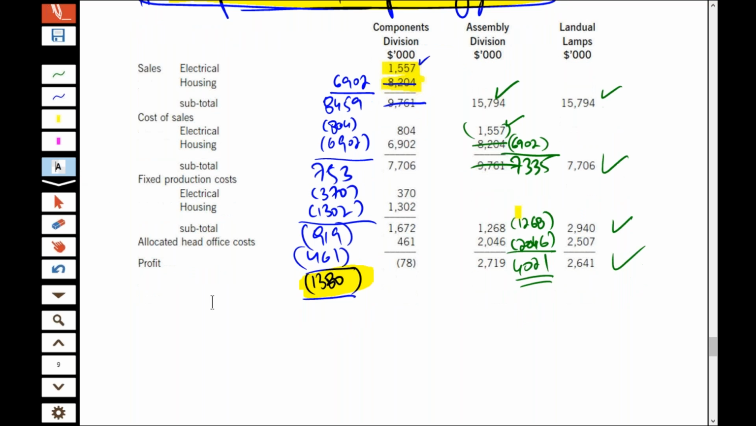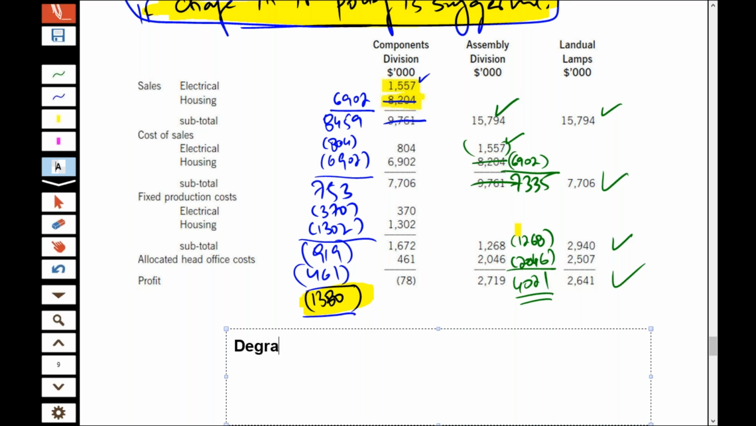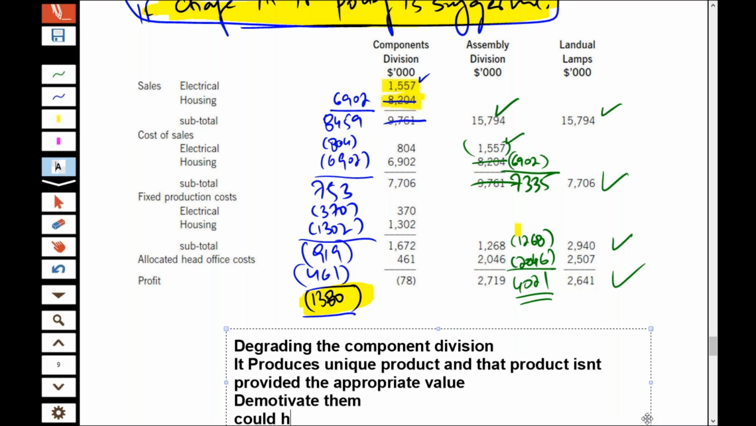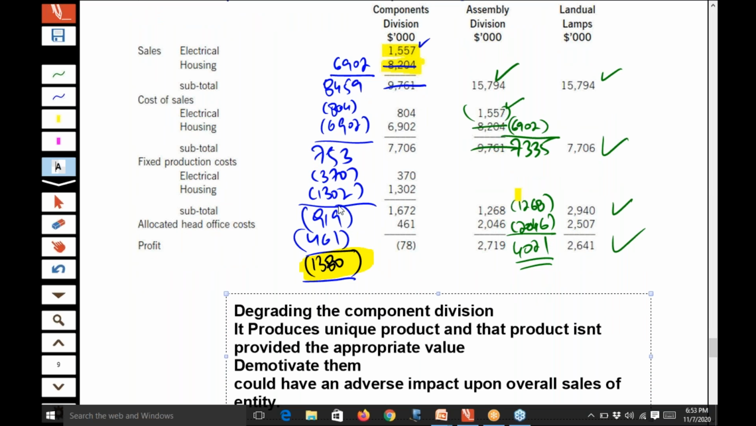Now, you see, if a scenario like this is happening, it means you're degrading the component division. It produces a unique product, and that product isn't provided the appropriate value. This would demotivate them and could have an adverse impact upon overall sales of the entity. So this is what is going to happen.